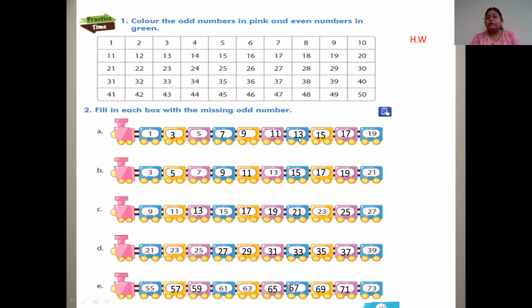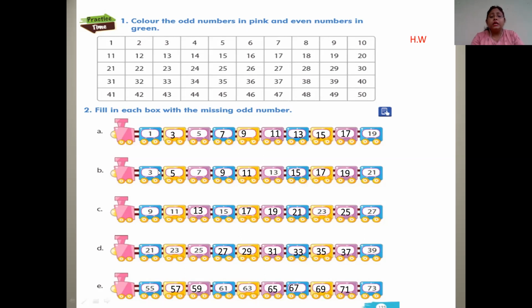Yes. So after that it will be 13. After 13, what will be the next odd number? Add two more, it will be 15. Correct. After 15, it will be 17. Correct. 17 and 19. Okay. Now moving to the next, that is B.